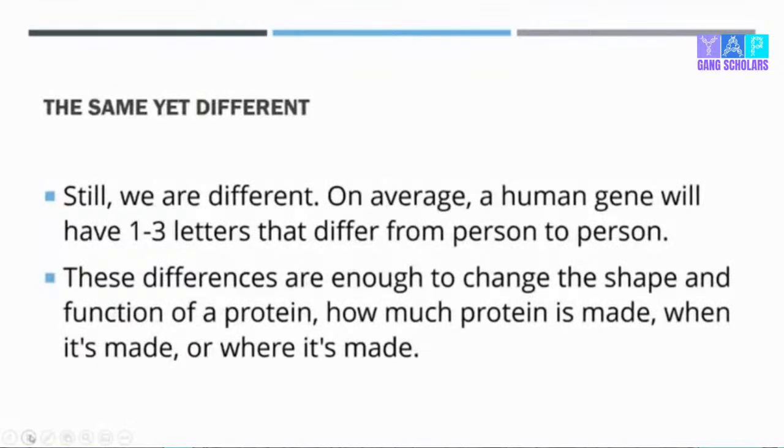The same yet different. Still, we are different. On average, a human gene will have 1 to 3 letters that differ from person to person. These differences are enough to change the shape and function of a protein, how much protein is made, when it's made, or where it's made.